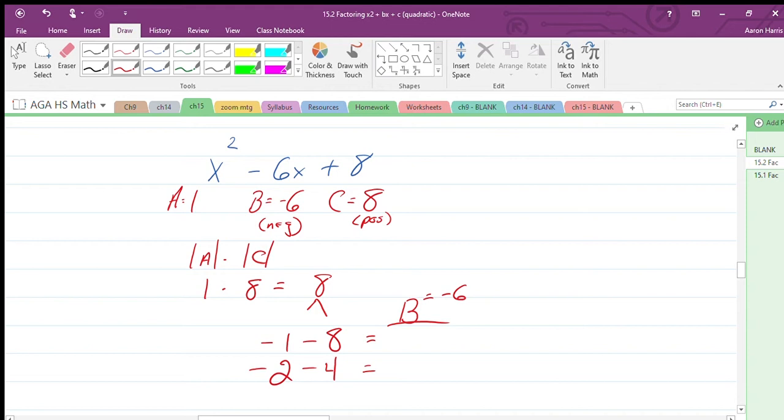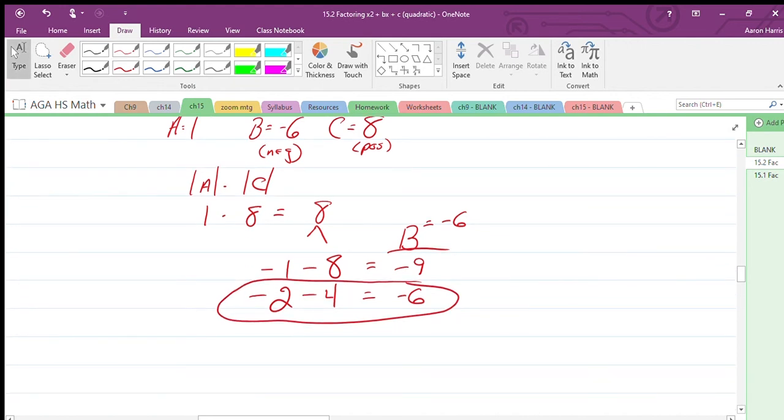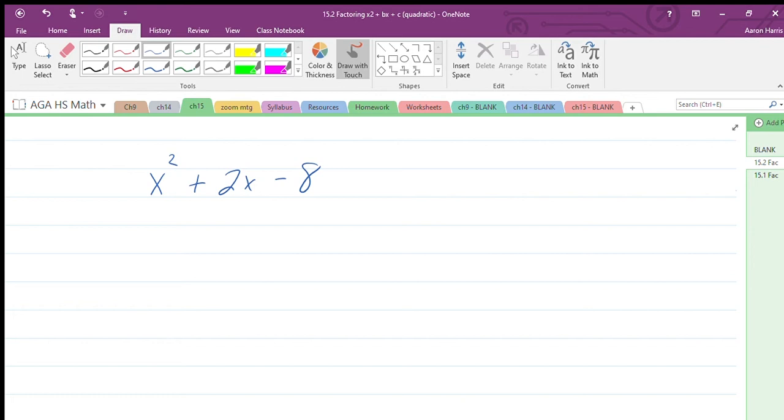-1 times -8 is still a positive 8. But -1 plus -8 is -9. -2 times -4 is positive 8. But -2 plus -4 is -6. Which one is equal to my -6? There we go. So -2 and -4 will be the factors that I use. Okay, that's scenario 2. So scenario 3.